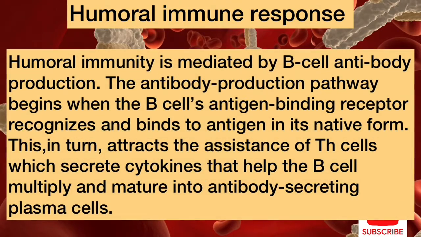Humoral immunity is mediated by B-cell antibody production. The antibody production pathway begins when the B cell's antigen-binding receptor recognizes and binds to antigen in its native form. This in turn attracts the assistance of T helper cells, which secrete cytokines that help the B cell multiply and mature into antibody-secreting plasma cells.